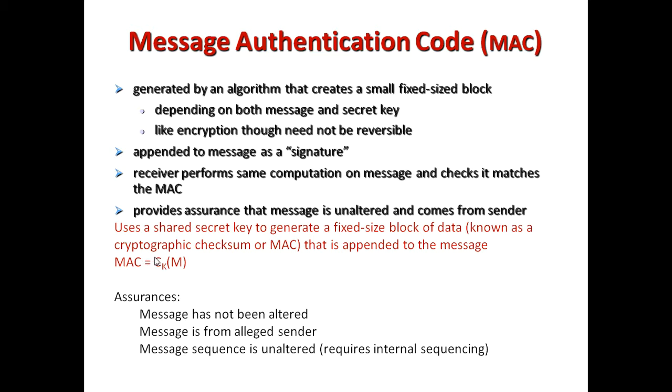What are the assurances in this one? It makes sure that the message has not been altered. Once we use this, we can definitely assure that. Messages come from the allied sender, definitely from the sender only. Allied sender means what you expected, so the message comes from A or B.